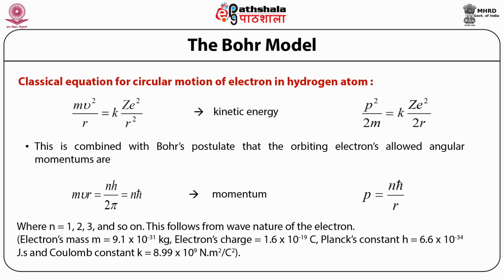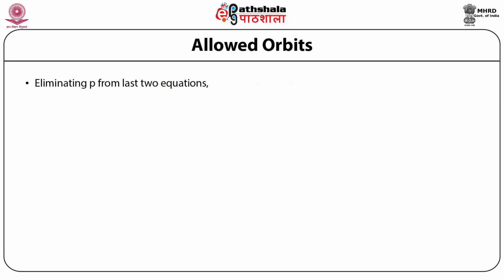And what is the value of h cross? Well, it is h by 2 pi, and it turns out to be about 10 to the power minus 34 joule seconds. So this equation tells you that the momentum of the electron is restricted to only discrete values, which is n h cross by r. Getting p, that is the momentum, from the last two equations, I mean those in the previous slides, if we eliminate the momentum, then we get an equation for the radius of the electronic orbit in the atom, and the radius is equal to n squared h cross squared divided by k Z m e squared, which can be written as n squared times a, where a is the radius of the first orbit, which is h cross squared by k m e squared.